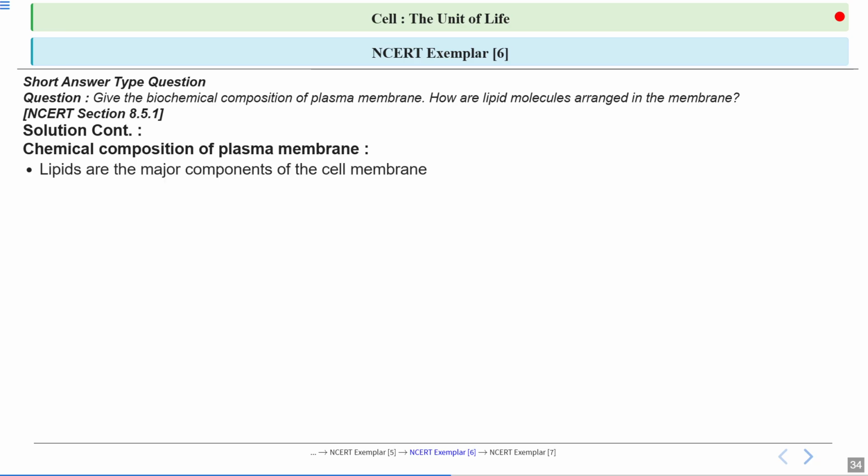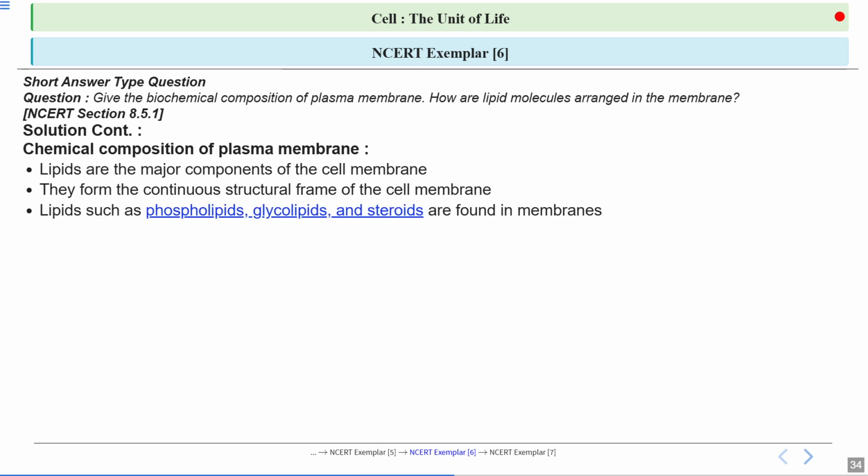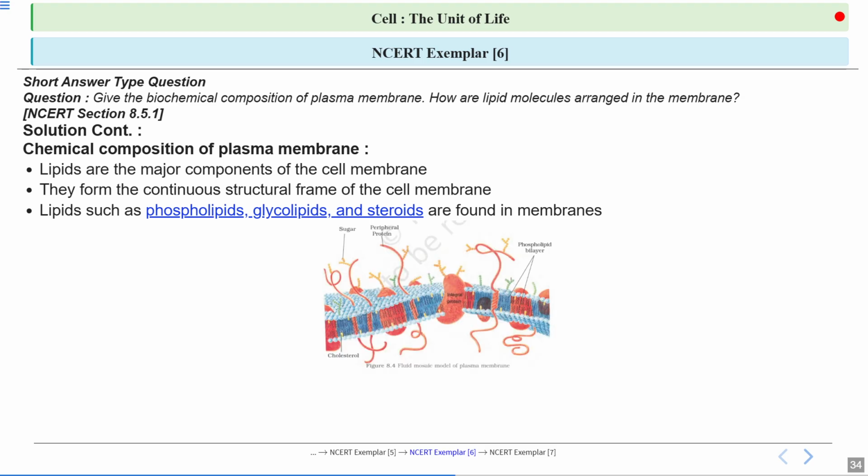So lipids are the major component of the cell membrane and they form the continuous structural frame of the cell membrane. Lipids can be of the phospholipid type, glycolipid, steroid. These are the different types of lipid.